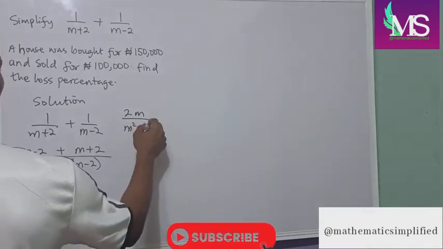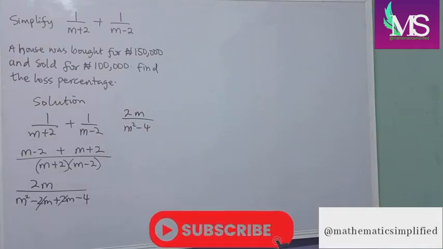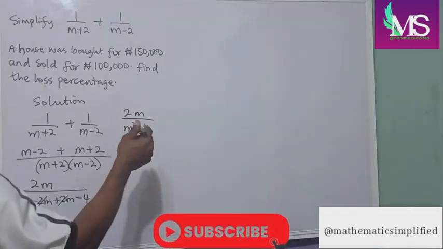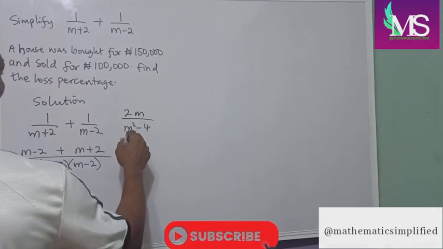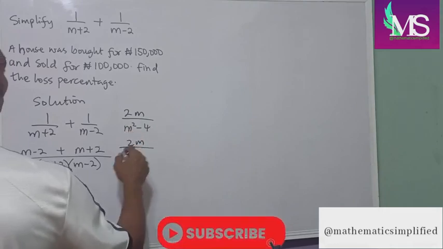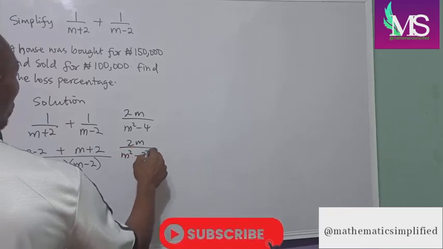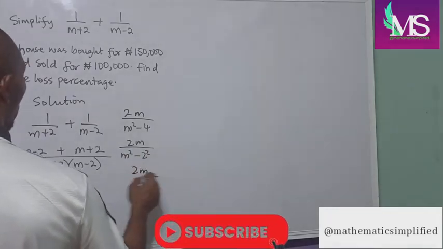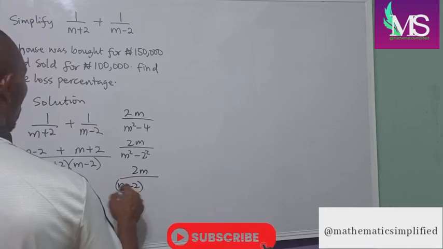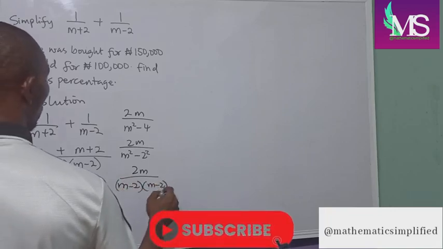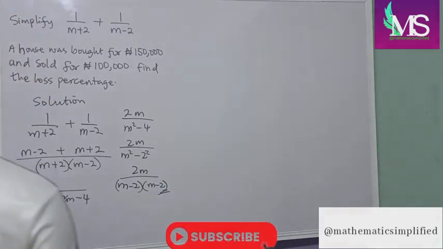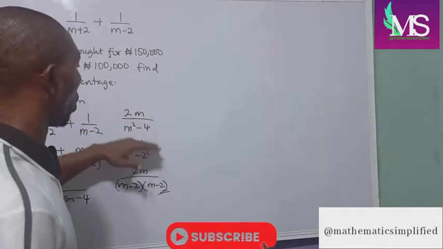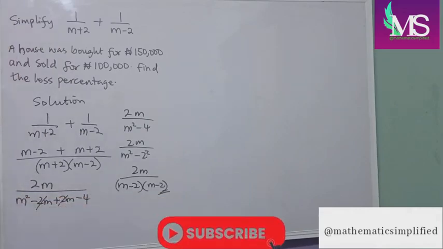So from here we have 2m all over m squared minus 4. But this can be broken down as 2 squared. So we can leave our answer this way, or we can write it as m squared minus 2 squared. Now applying the difference of two squares rule, this becomes 2m all over m minus 2 times m plus 2. But for the junior WAEC level, you can leave it at this. As you progress into the senior section, always remember that you can break it down further.